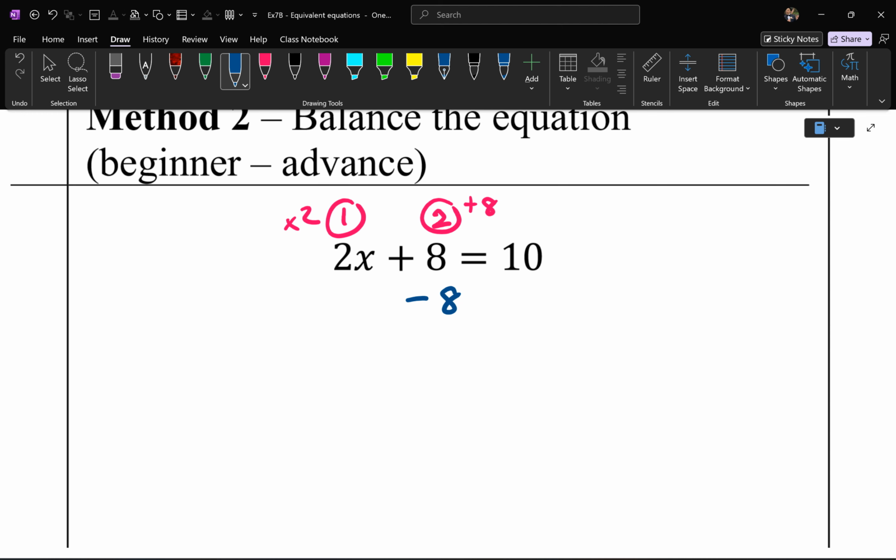So if I minus 8 on the left, I minus 8 on the right as well. Now let's work it out. What's 8 take away 8? 0. So this is gone now. 8 take away 8 is 0, right? So it's gone. 0 is gone.